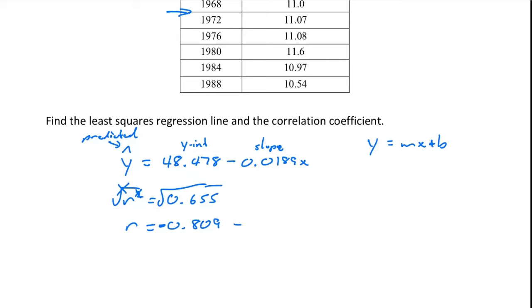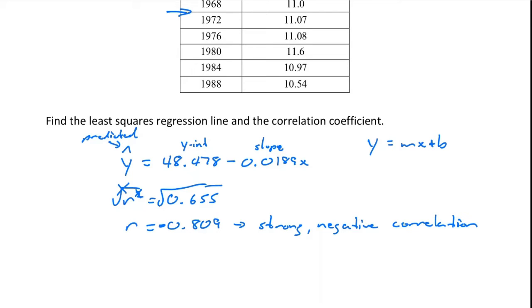And what that tells me is that we have a strong negative correlation. Strong negative correlation. Okay. So just be careful of that. When you are using r squared to get r, you have to take the square root, but watch your positive negative based on what the actual data is telling you. All right. So that's how we find least squares, regression line, and correlation coefficient.